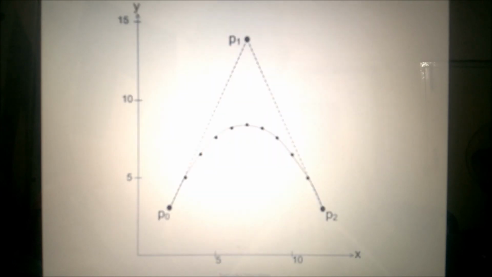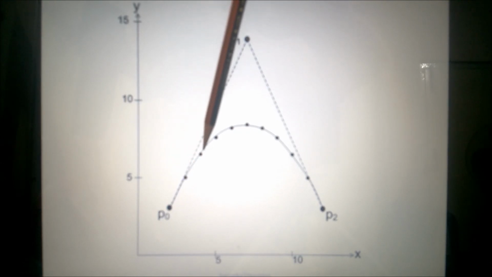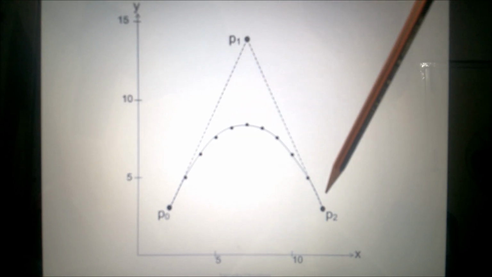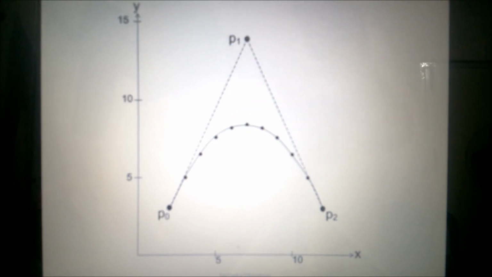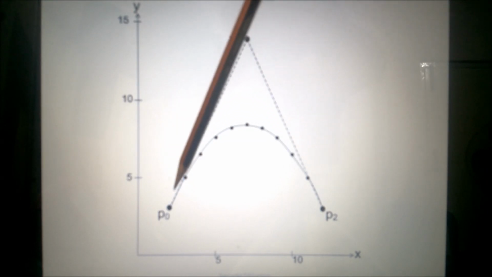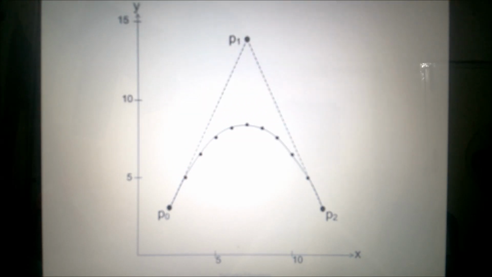Here you can see we are plotting: this is u equal to 0.1, that is 3 and approximately 5, and that is corresponding to u equal to 0.2, and u equal to 0.3. In that way, all these values we found out and plotted, and then we join them with a smooth hand. If we join, then we get the exact Bezier curve, and that is all about the Bezier curve.